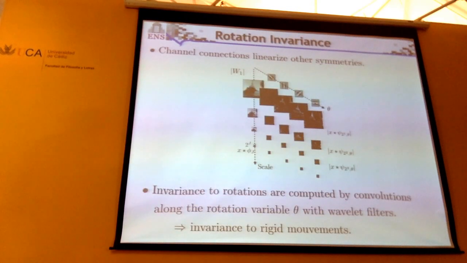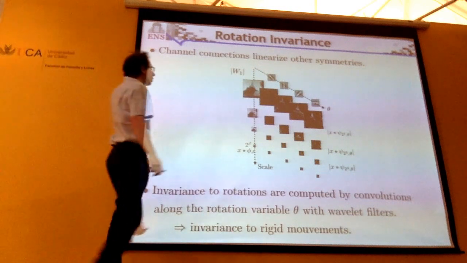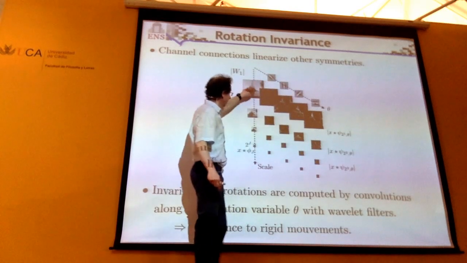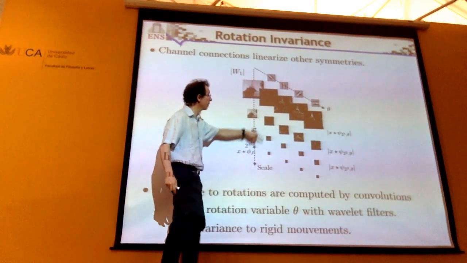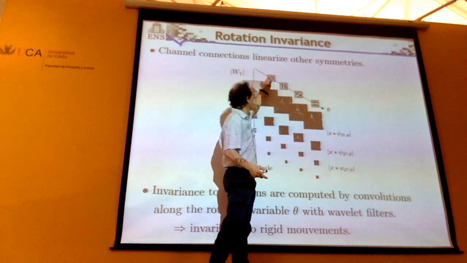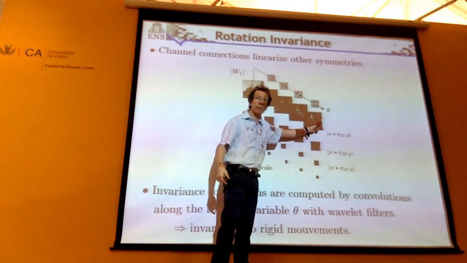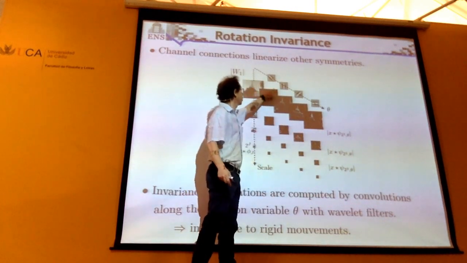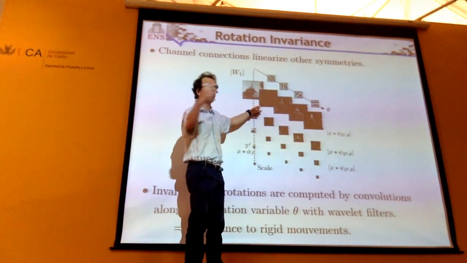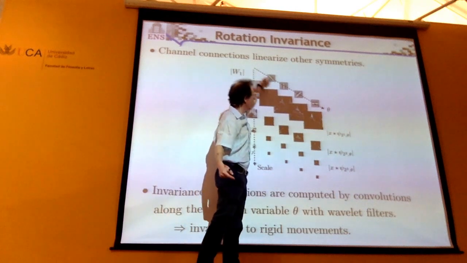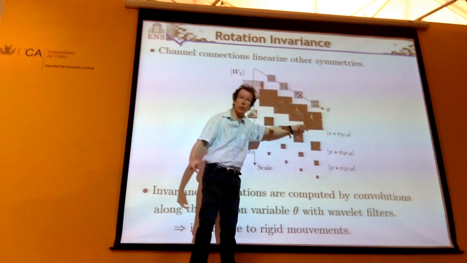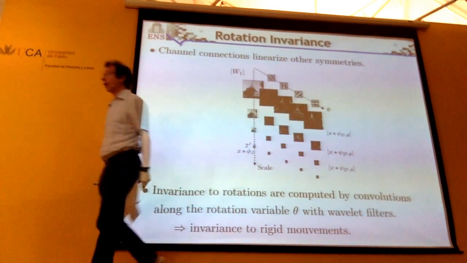And let's begin with rotation. Look what happened. What did we do when we applied these filters? We had filters that were indexed by scales, the wavelength, and indexed by rotation. So we created a new variable, which is this rotation variable. Up to now, we just did convolution in space. But if we now want to have something which is invariant to rotation, we need to work along the rotation variable. So we will need to make convolution along this rotation variable. And that's the key idea.